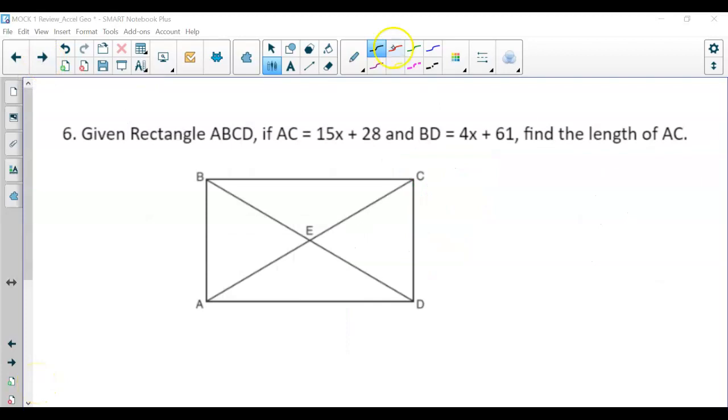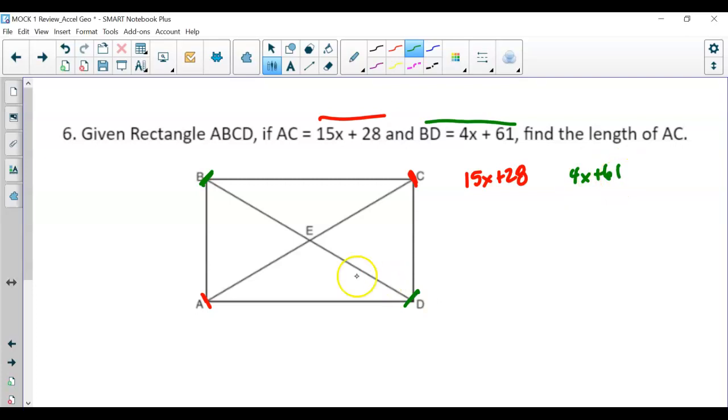So now in number 6, we're looking at this rectangle here, and we have AC. Notice how AC is this full diagonal, 15x plus 28. We're also given BD, which is the other full diagonal, 4x plus 61. Well, what do we remember about the diagonals in a rectangle? They're congruent. They are equal to each other. So that's how we can set up and solve for x.